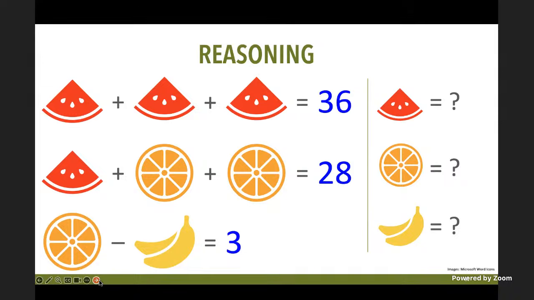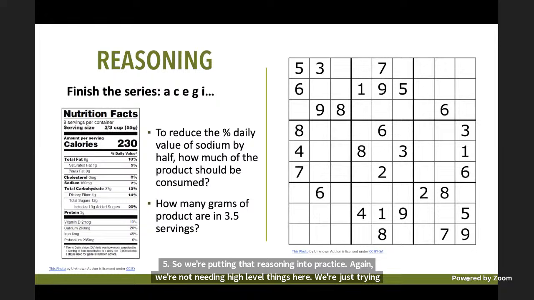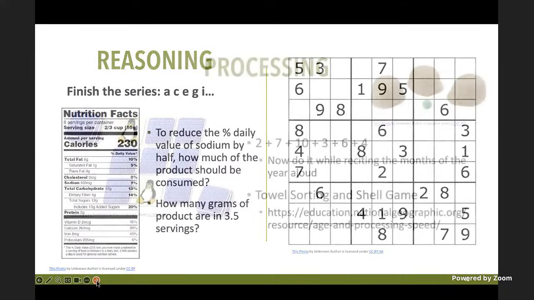Again, we're not needing high level things here. We're just trying to reason out a solution, and we can do that through games. I actually like playing Sudoku a lot, but you're reasoning what the numbers will be based on the other conditions around them. You can do something like that with the nutrition facts label. Jenna just shared a lot of great information about how much of things you should be doing. And so if you're trying to reduce the sodium, you can figure all of that out on the label. So play games with yourself like that. Challenge your brain. Make it work for you. But you can do this with ordinary everyday things.